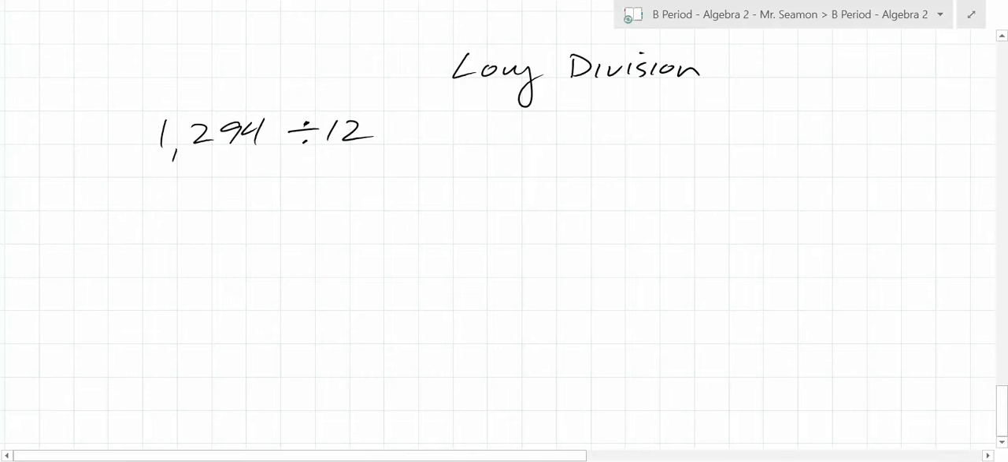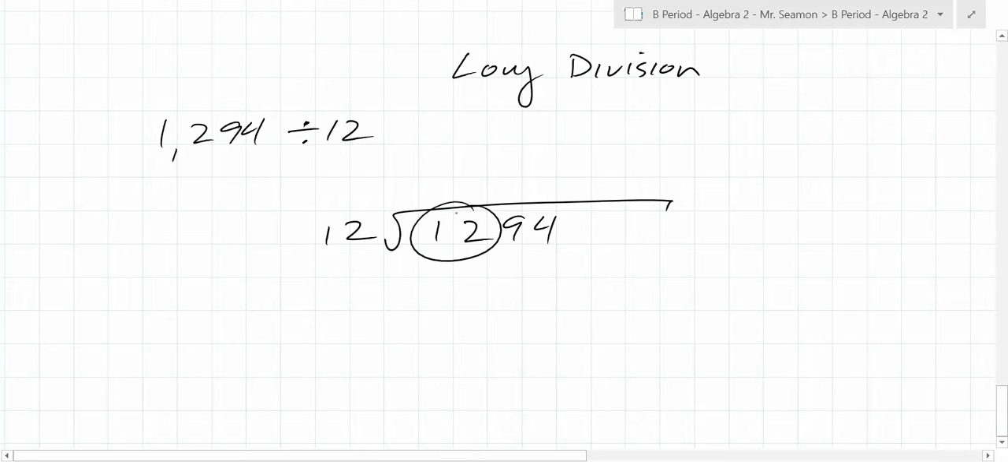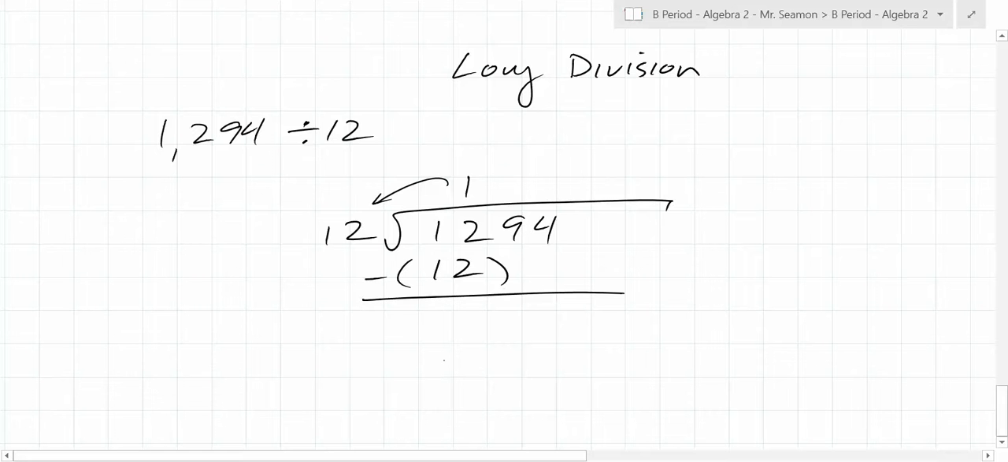You have to set it up first. How do you set this up? The little thing and? Exactly. So then you look at how many times does 12 go into 12? Once. And then once you write that 1 there, you multiply first, and you get 12. Then you subtract. What's left after you subtract 12? 0. And now you bring the 9 down.